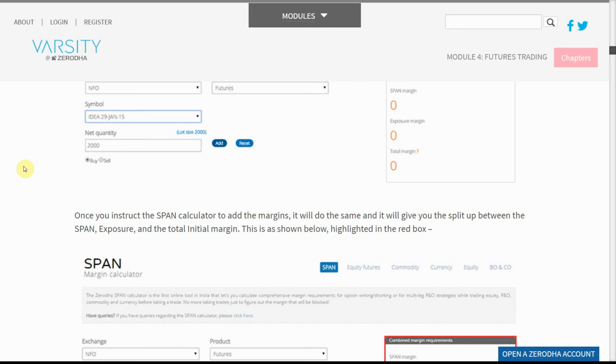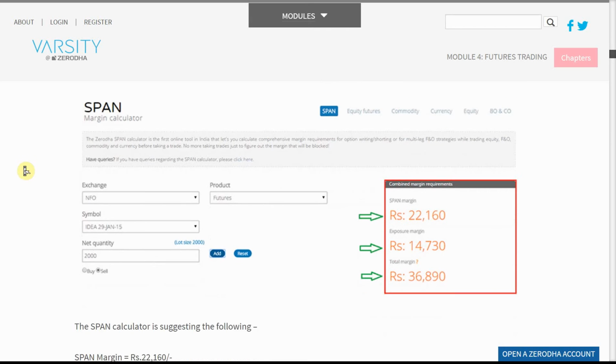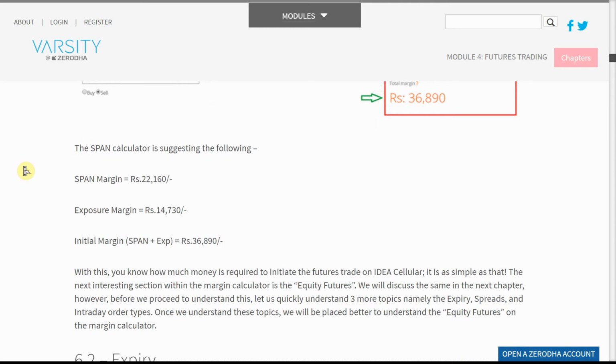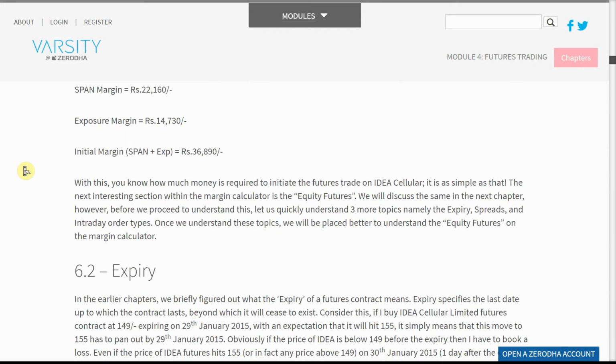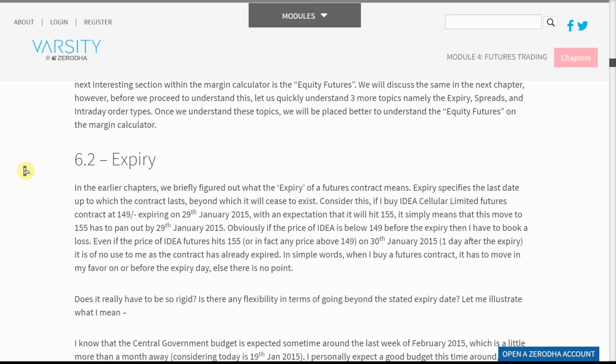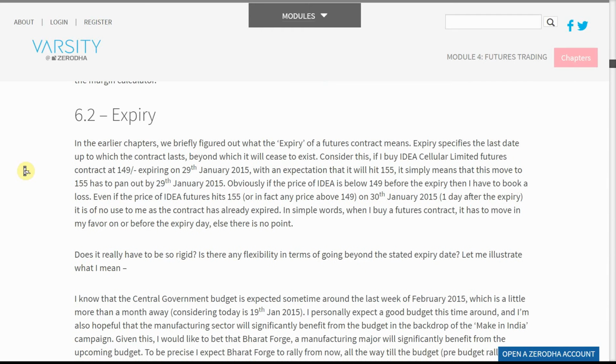The next interesting section within the margin calculator is the equity futures. We will discuss the same in the next chapter. However, before we proceed to understand this, let us quickly understand three more topics, namely the expiry, spreads, and intraday order types. Once we understand these topics, we will be better placed to understand the equity futures on the margin calculator. 6.2 Expiry.